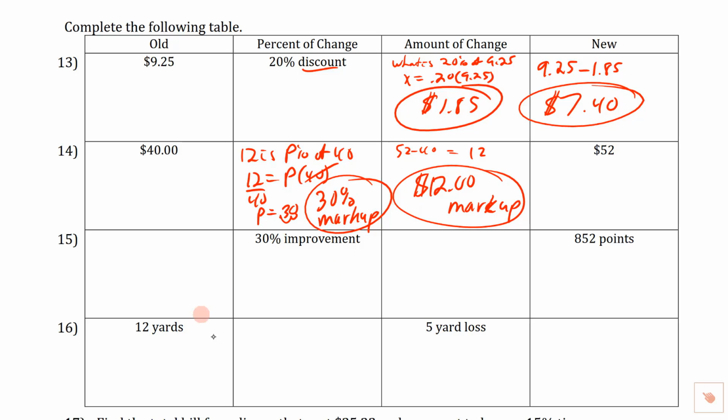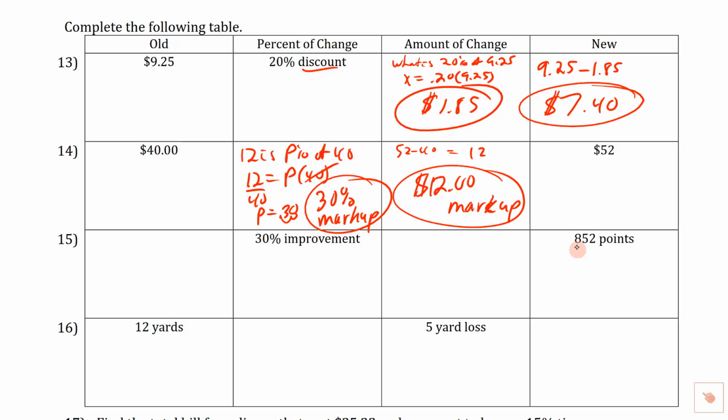So these next two are kind of interesting because we've been studying percent problems for a long time, and we've done a bunch of different types. This is kind of embedded in this table. It's not really a markup or a discount, but it does show some improvement on this one, a 30% improvement, and on this one it shows a 5-yard loss. So we really need to think about what's going on here. This is the old one, and it showed a 30% improvement, and they ended up with 852 points. And we want to figure out, well, what was the old one, and what was the amount of the change? What was the actual point improvement?